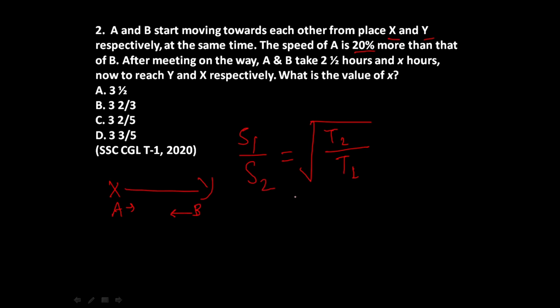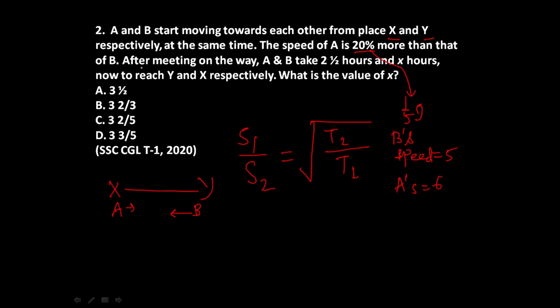Okay, so in this question it says that the speed of A is 20% more than that of B. 20% means 1 by 5. So if B speed is 5, then A speed will be 6. It's 1 by 5, 20% more.